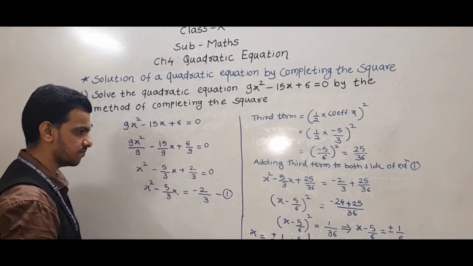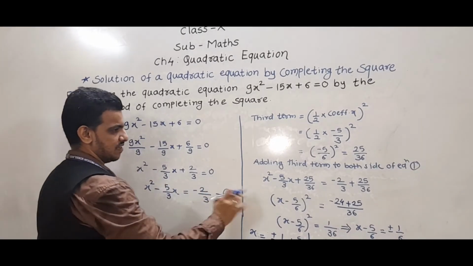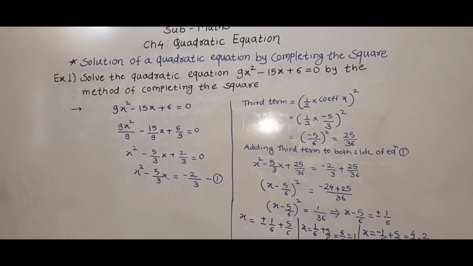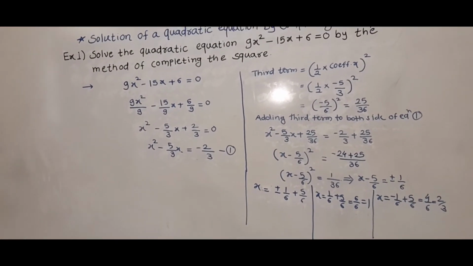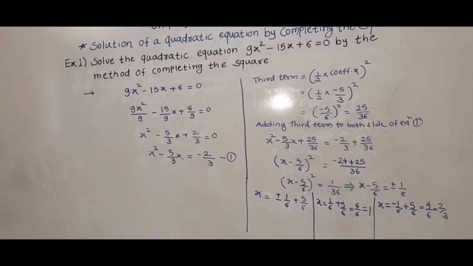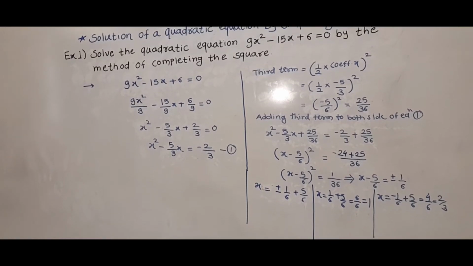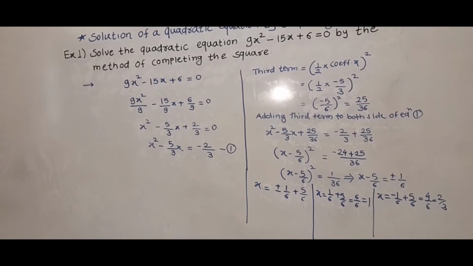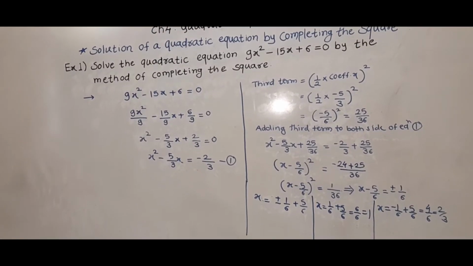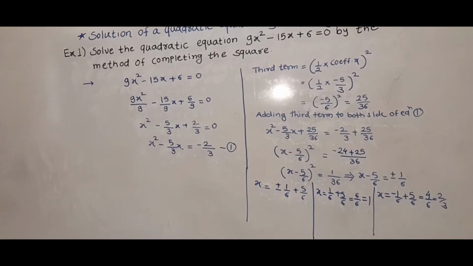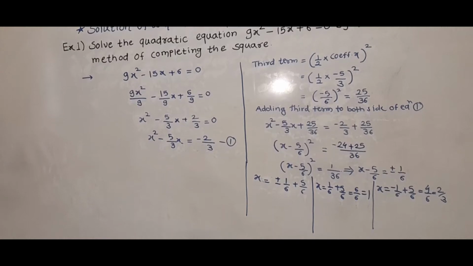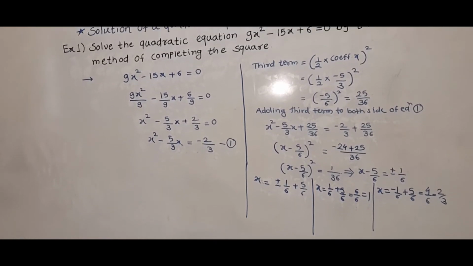Okay, understand this? Now we will take a second example. If it is not visible, see this one again. x minus 5 by 6 square is equal to 1 by 36. Then we have to take the square root on both sides. So x minus 5 by 6 is equal to plus minus 1 by 6. And then minus 5 by 6 we have to shift to the RHS. So plus minus 1 by 6 plus 5 by 6.